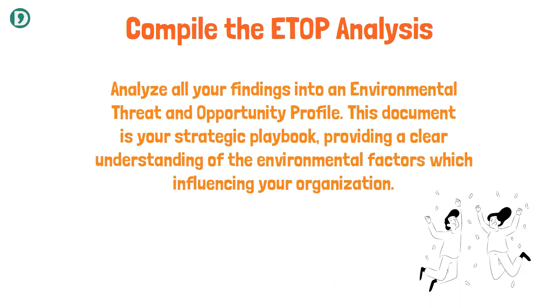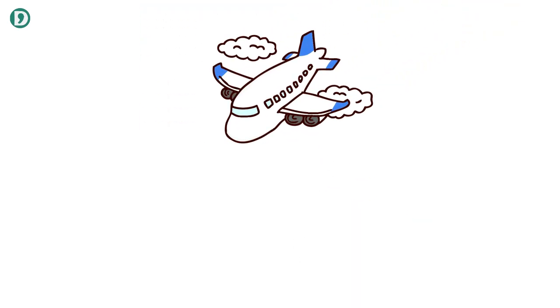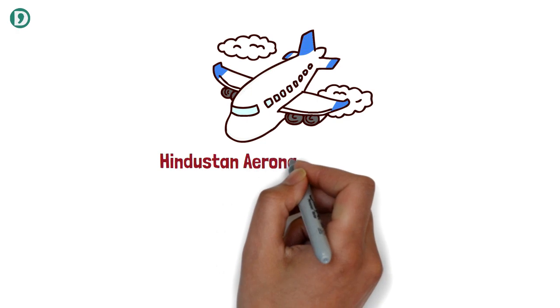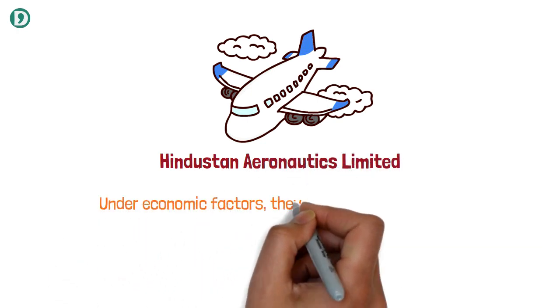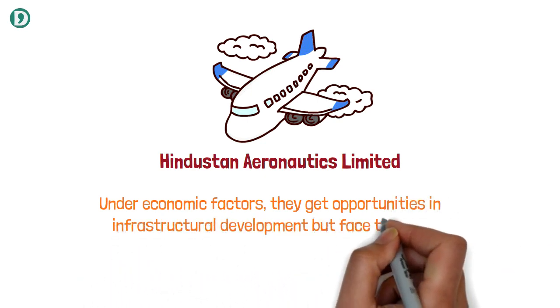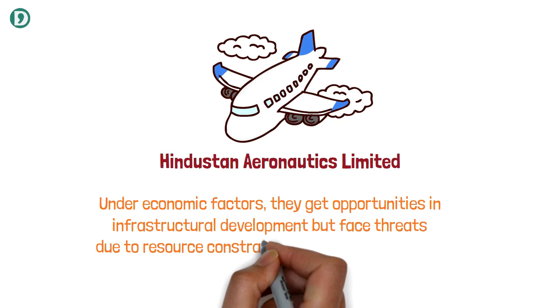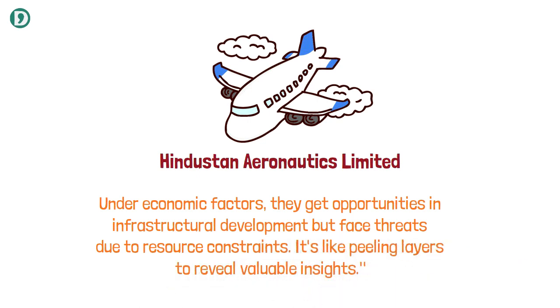Let's talk about an example of ETOP analysis. Now to make it real, let's explore the ETOP analysis of a real player in the aerospace industry, Hindustan Aeronautics Limited. Under economic factors, they get opportunity in infrastructural development, but they face threat due to resource constraints. It's like peeling layers to reveal valuable insight.